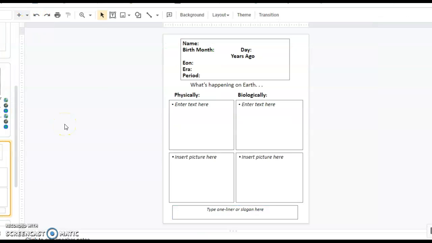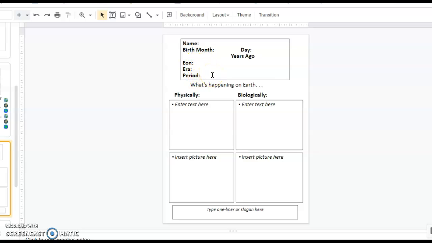Then you're going to take the information from your box in step 3, and you're going to put that information into your poster. Your poster is on slide 4. You're going to type in your name. My birthday was October 7th, and it was 1,071 million years ago. And then I'm going to type in the name of my eon, era, and period.